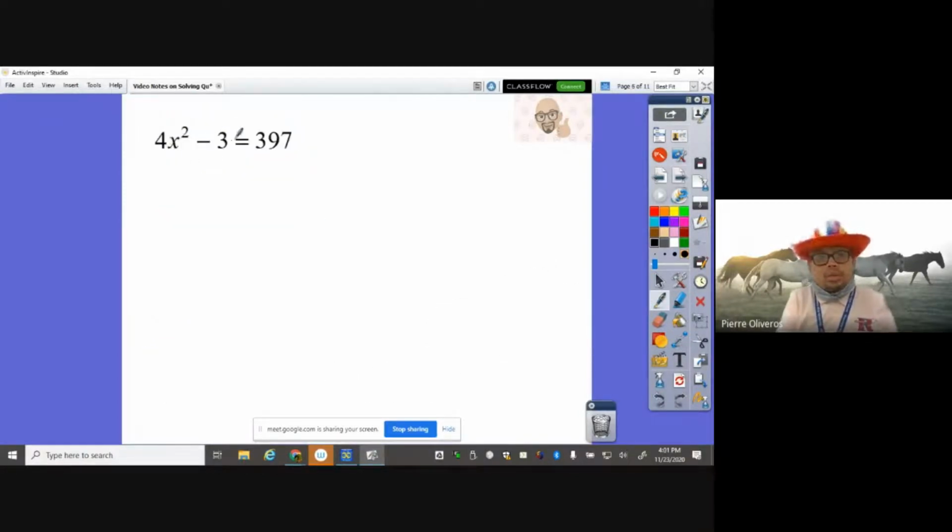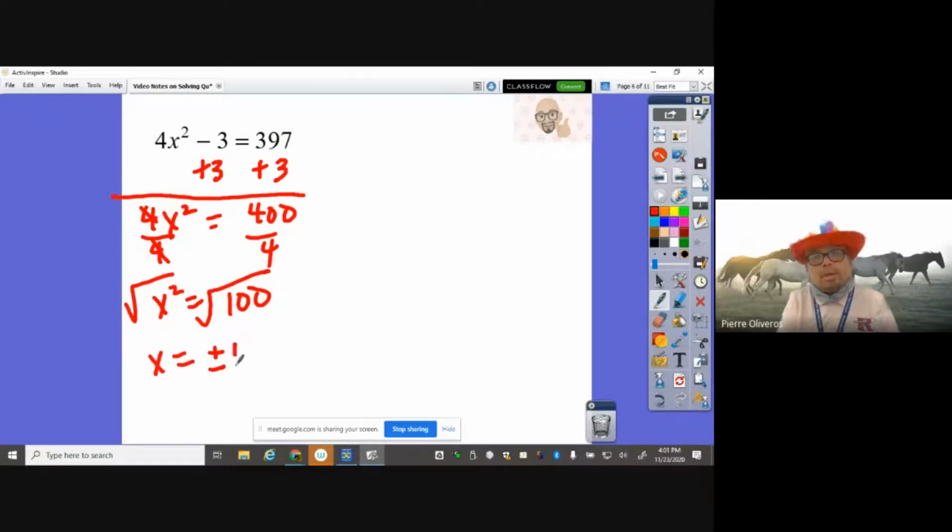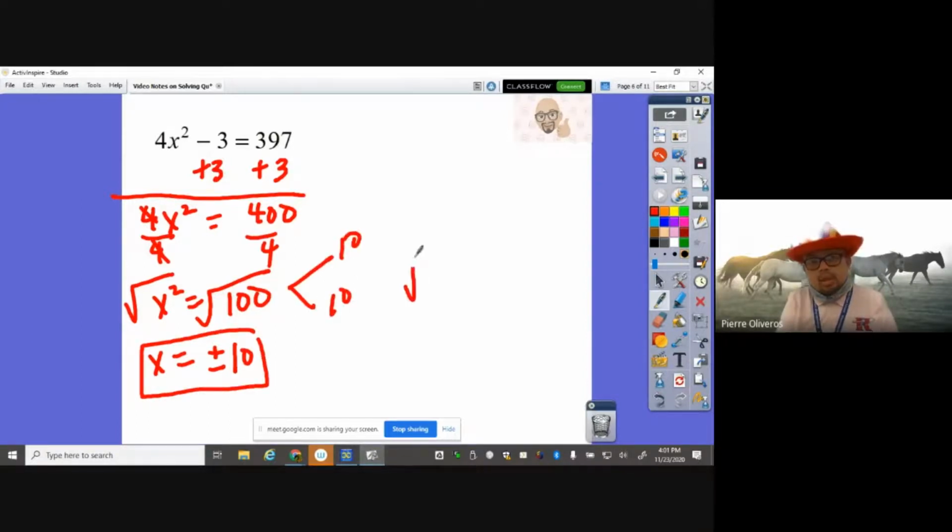Next, 4x squared minus 3 is equal to 397. You're going to add 3 first there. That will give us 4x squared is equal to 400. And we divide this by 4, cross it out. x squared is equal to 400 divided by 4, which is 100. Take the square root of that. x is equal to plus or minus 10, because 100 can be broken into 10 and 10. So the prime factorization is 10 and 10. Look for a pair. That's a pair of 10, so they cross out. So 10 goes outside with a plus or minus.